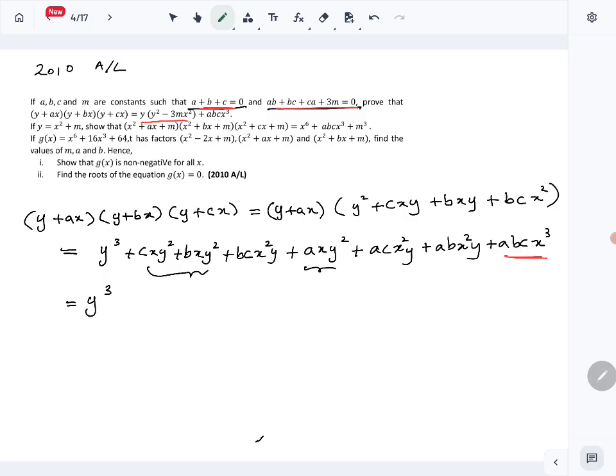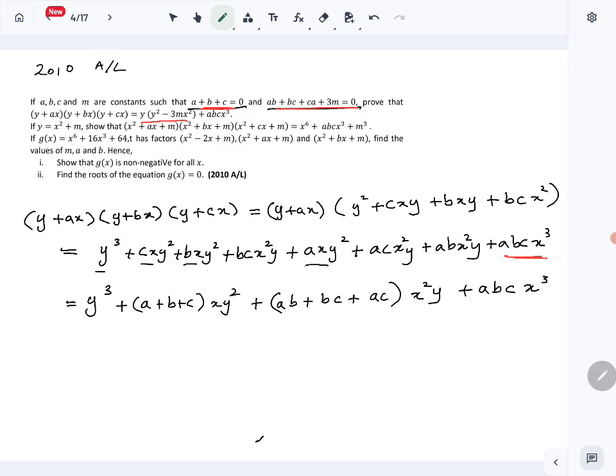The x y squared terms, we can combine the x y squared terms. What do we get? We get a plus b plus c times x y squared. So those three are done. So this is done, this is done, this is done, this is done. Then the last three, so last three you can write what? AB plus BC plus AC times x squared y plus ABC x cube.